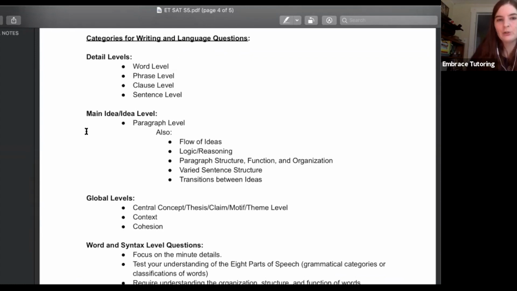So you could be working on a word level, a phrase level, a clause level, a sentence level, which fall under what are called detail levels, because they're within a set constraint of a sentence. So they live in that world of the sentence. You're dealing with the basic idea level, the basic sentence level, sentence being the largest portion of the detail level type questions.